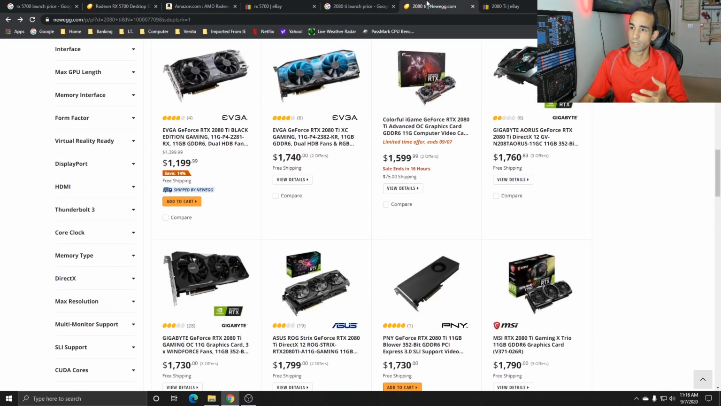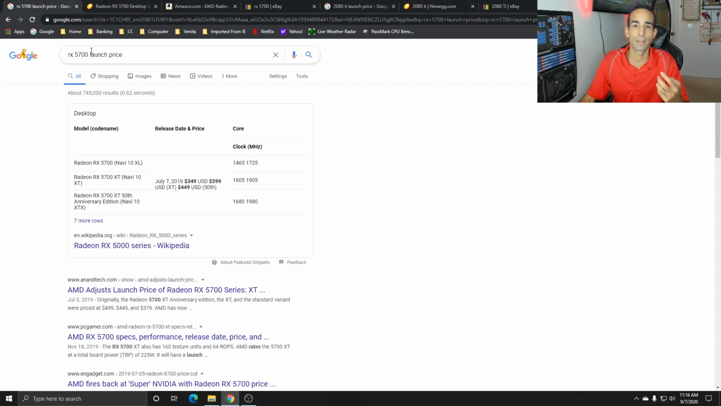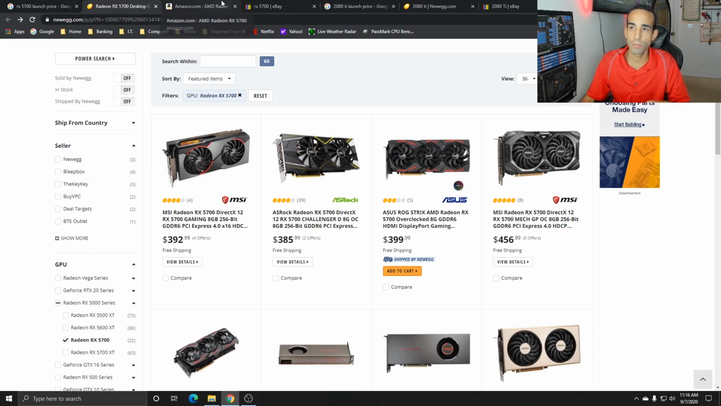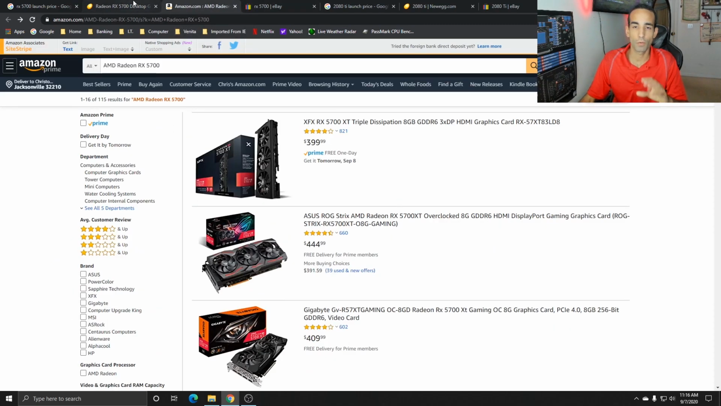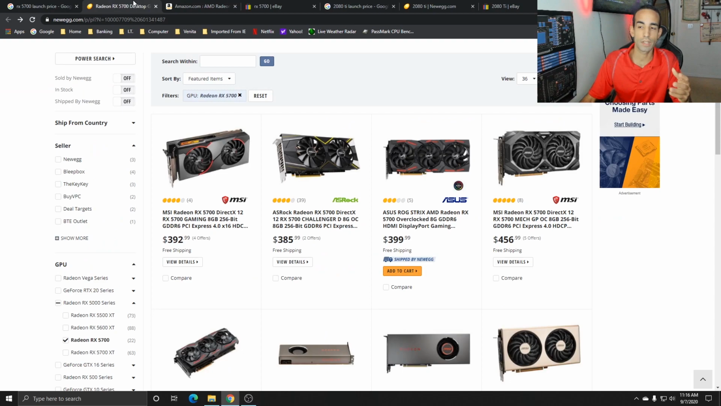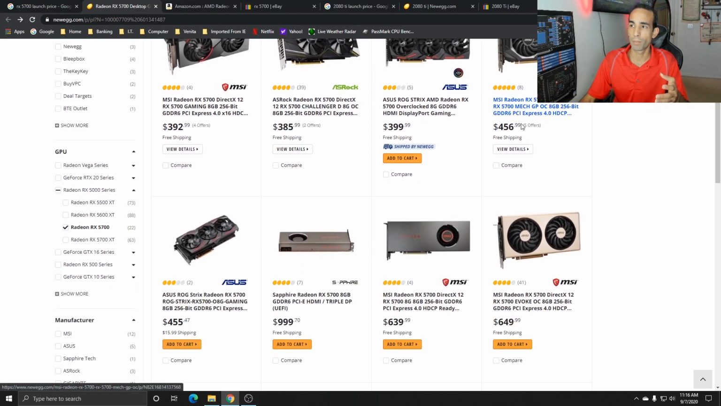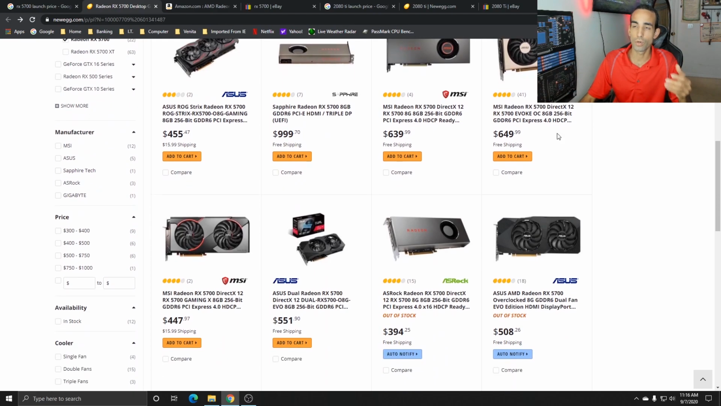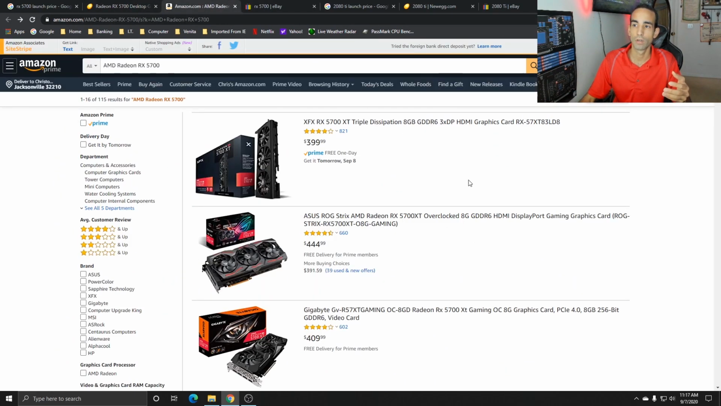Unlike Nvidia, AMD ages like fine wine, even in the used GPU market. So before we jump into the used GPU market, we can see that we're still sitting around the price point of anywhere between $350 to even $450. I wouldn't pay $450 for a 5700. I would pay maybe $380 to $400 for an XT, and maybe $350 to $380 for a non-XT model.